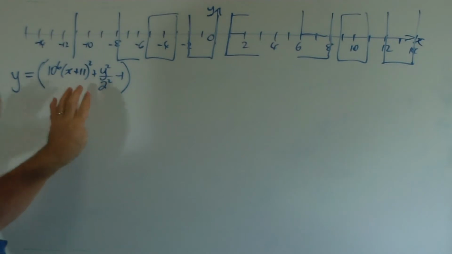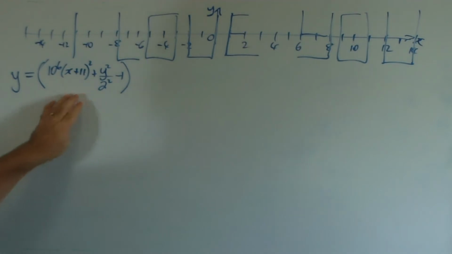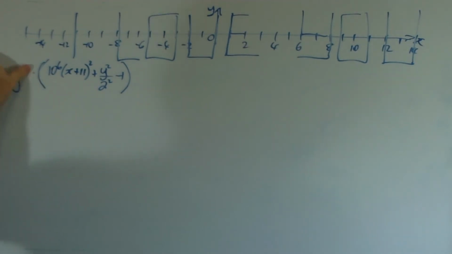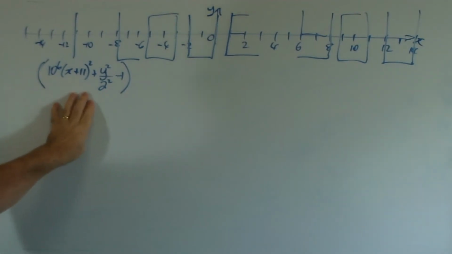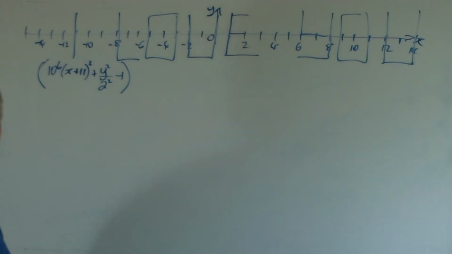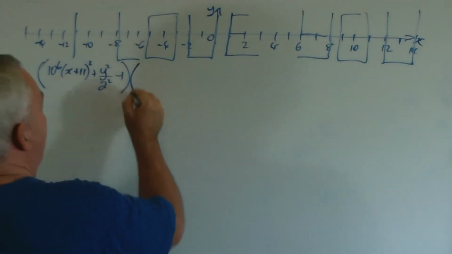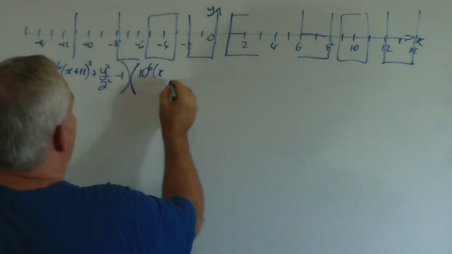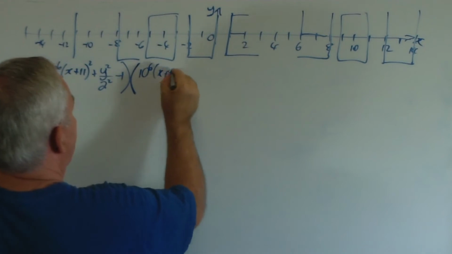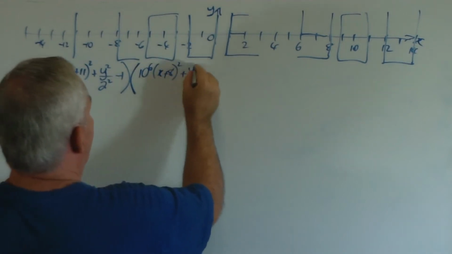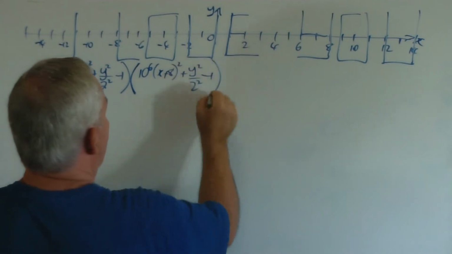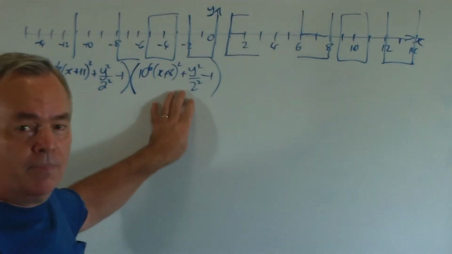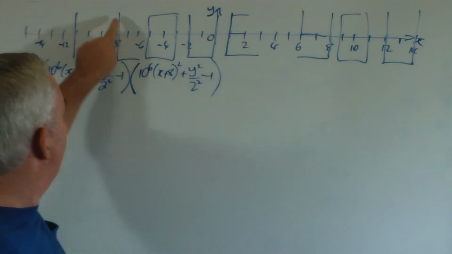If this expression is 0, you can see this is very unrehearsed, but if this expression is 0, then it will construct that graph. The next one, I want this line, and it's going to look the same. 10 to the 6, going through minus 8, so it's x plus 8 squared, plus y squared on 2 squared, minus 1. If that factor is equal to 0, it will create that line.